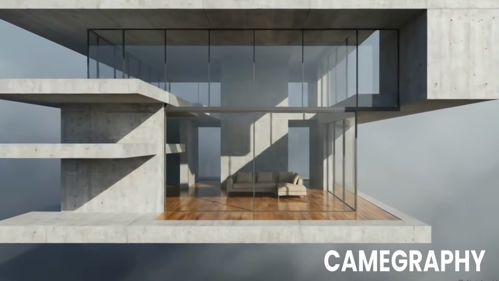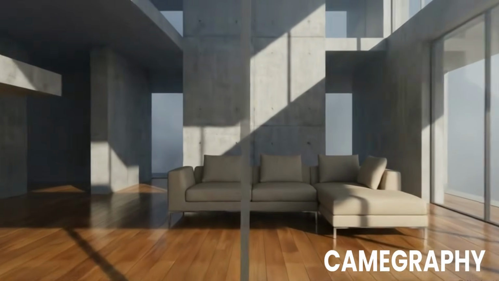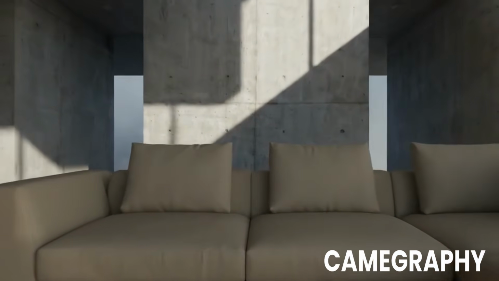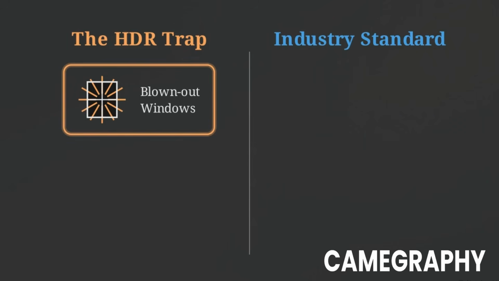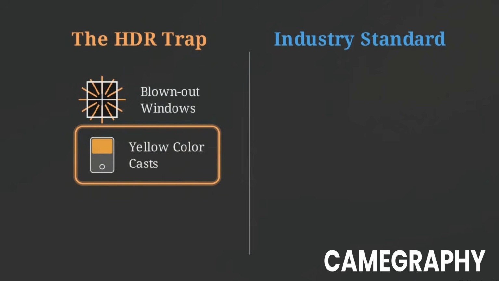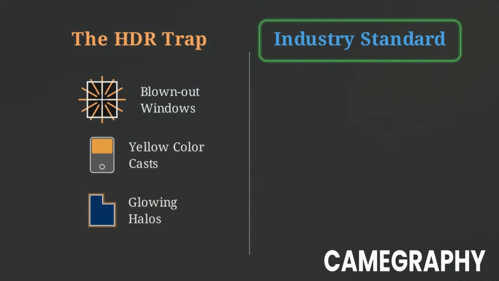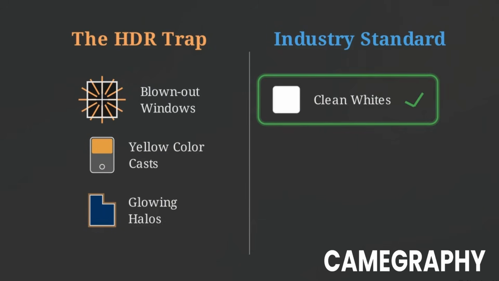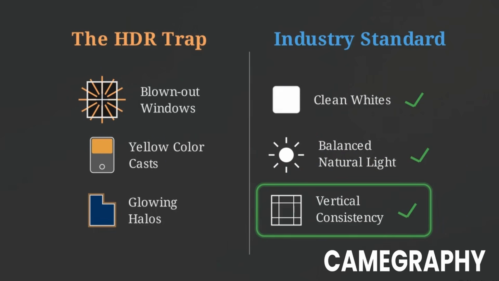If you shoot real estate, your goal is to maximize marketability and build buyer trust before they ever step foot on the property. Look at this table. On the left is what happens when beginners rely on generic presets or push their editing sliders too far. This is the HDR trap, showing blown-out white windows, yellow color casts, and glowing halo effects. The professional standard on the right is defined by clean whites, balanced natural light, and perfectly straight vertical lines.